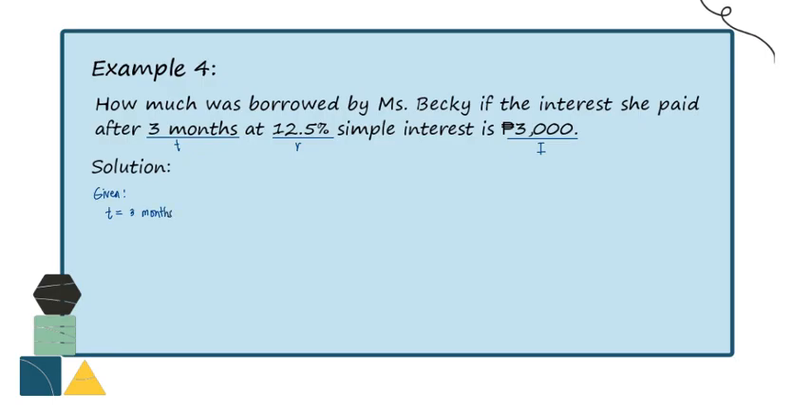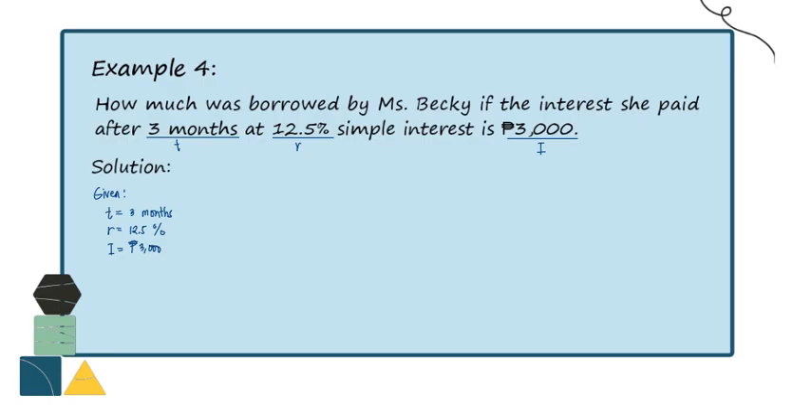Our R is 12.5%. And our interest is 3,000 pesos. So again, let us see if they are converted to the proper SI unit or proper form that we could use for our formula. If we go to our time first, the 3 months, we cannot allow it to stay as 3 months. So we have to convert this into years.